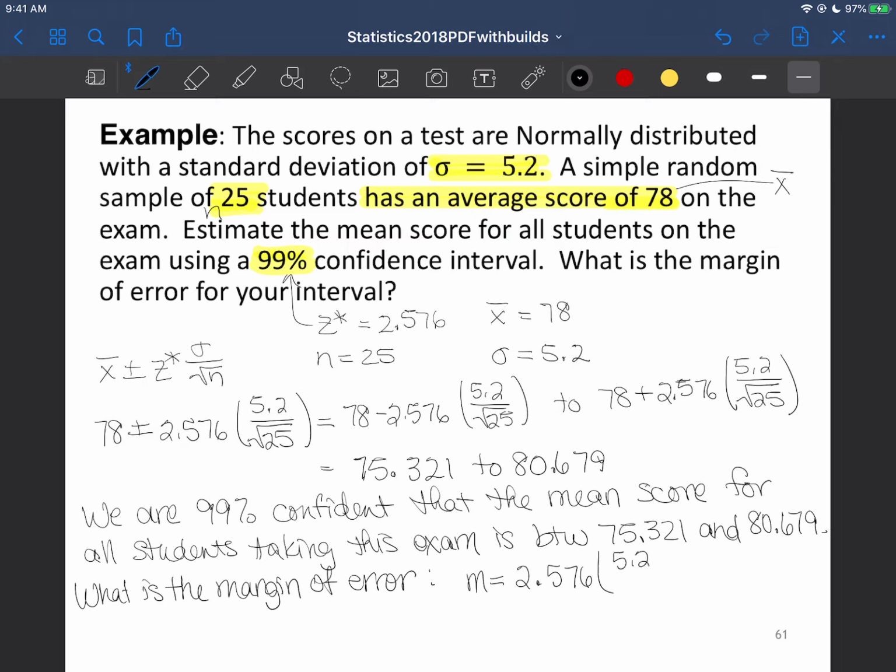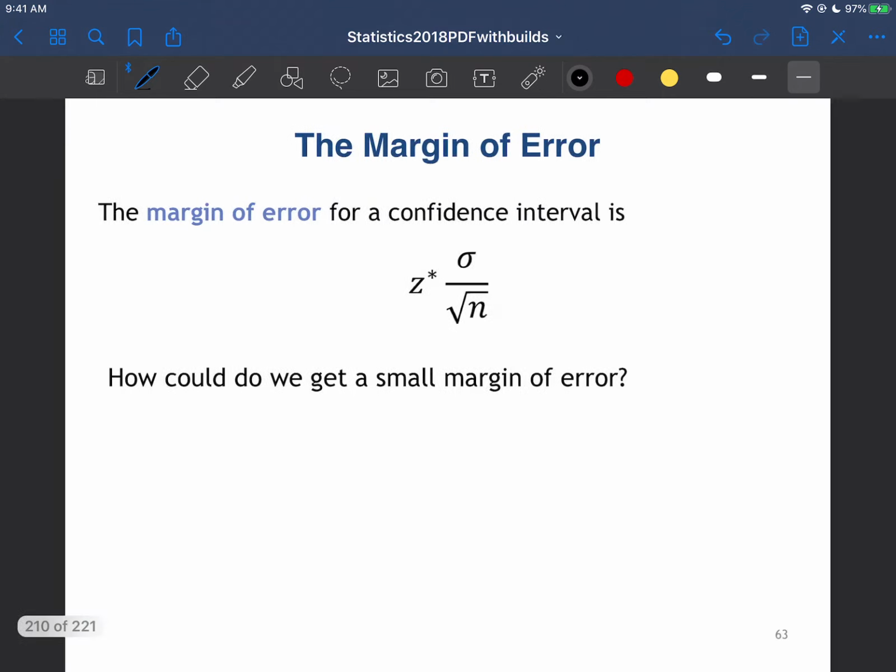And what this is telling us is about how far off we think our sample mean is from the true population mean. So if I plug this into my calculator, I'm going to get approximately 2.679. So the margin of error here is 2.679. Now, this is called a margin of error, and so you might be interested in trying to make that small, right? We want small error. So let's talk about that. How could we get a small margin of error?